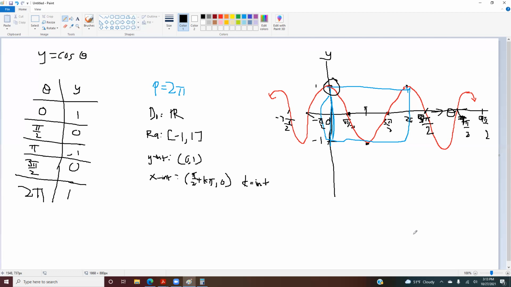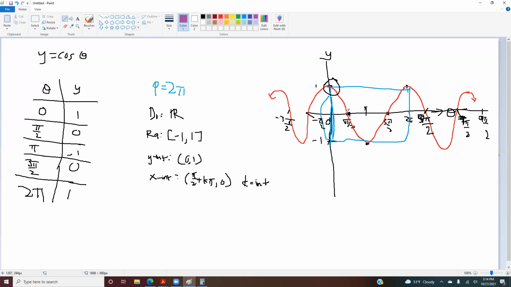So we take pi over 2 plus k pi. So when k is 0, you will get pi over 2. When k is 1, you will get 3 pi over 2. When k is 2, you will get 5 pi over 2, and so on. And the same thing with negative. If k is -1, you get -pi over 2. K is -2, is -3 pi over 2. So this is how you find it.